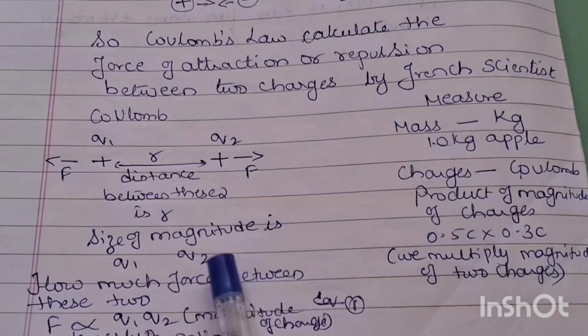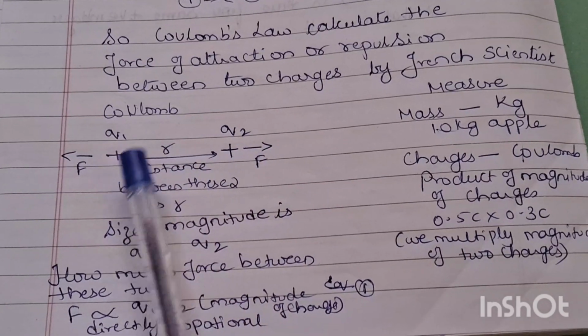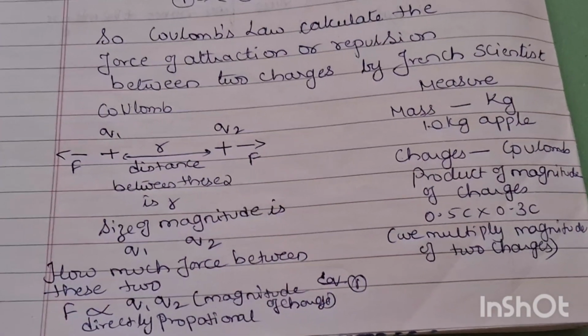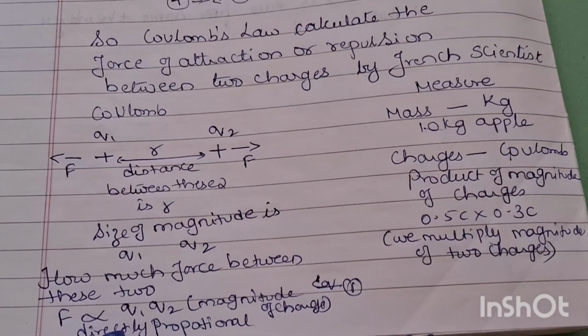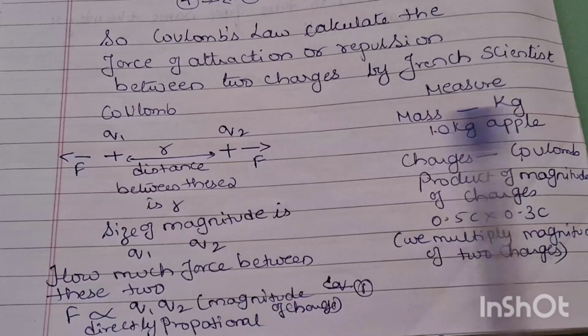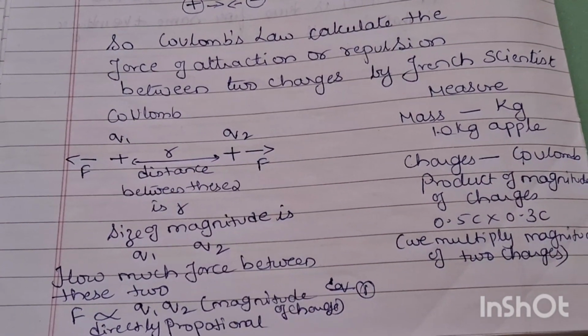So how much is the force between these two? What is the force going from one end to the other? This is what we are going to find out. First of all, F is nothing but the force. Here the force pulls on the left side, and here the force pulls on the right-hand side. And between them is the distance R.